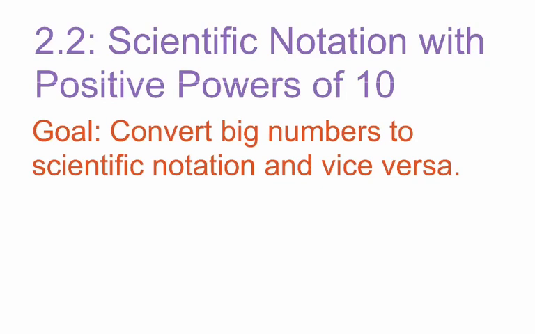Our second lesson in Module 2 is Lesson 2.2, looking at scientific notation with positive powers of 10. Our goal for this lesson is to convert big numbers to scientific notation, and then also to take scientific notation and convert those back into big numbers.